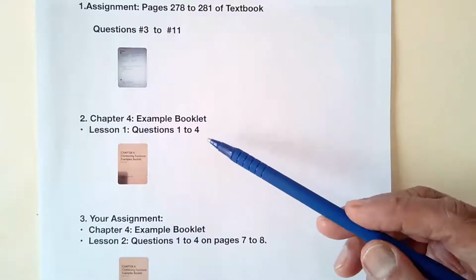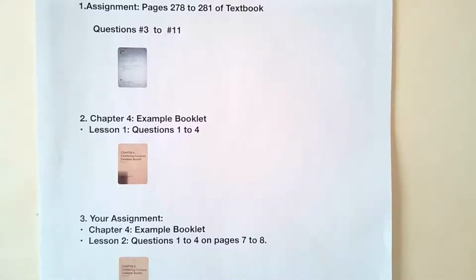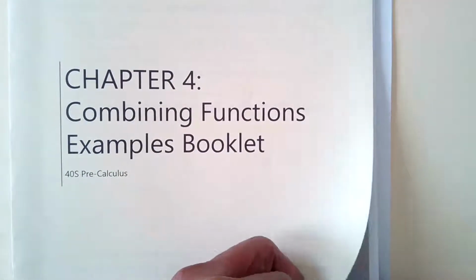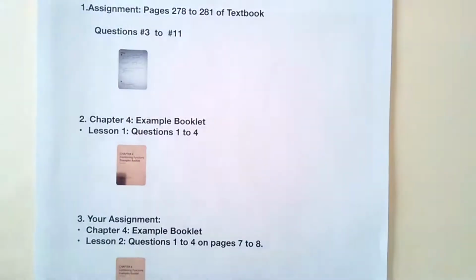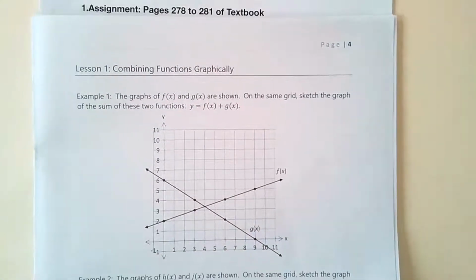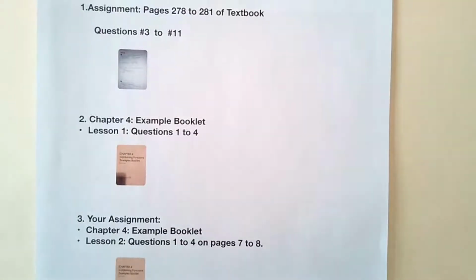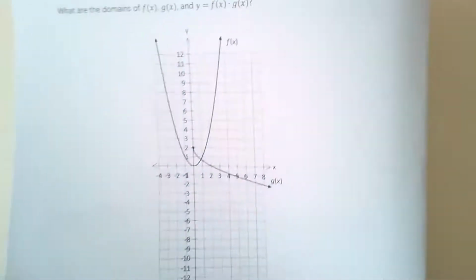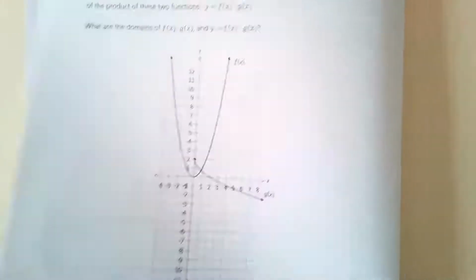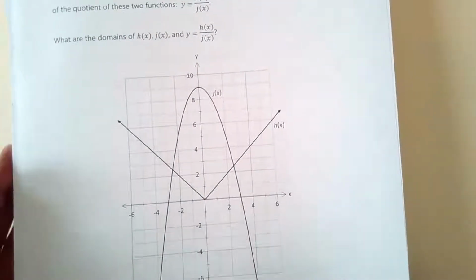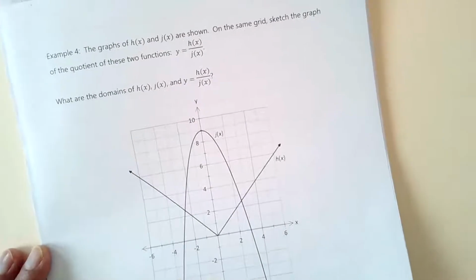Then I'll look at lesson 1, questions 1 to 4 in your combining example booklet, just this one that you have. So we look at lesson 1, and there are 4 questions. So we have looked at example 1, example 2, example 3, and then example 4.